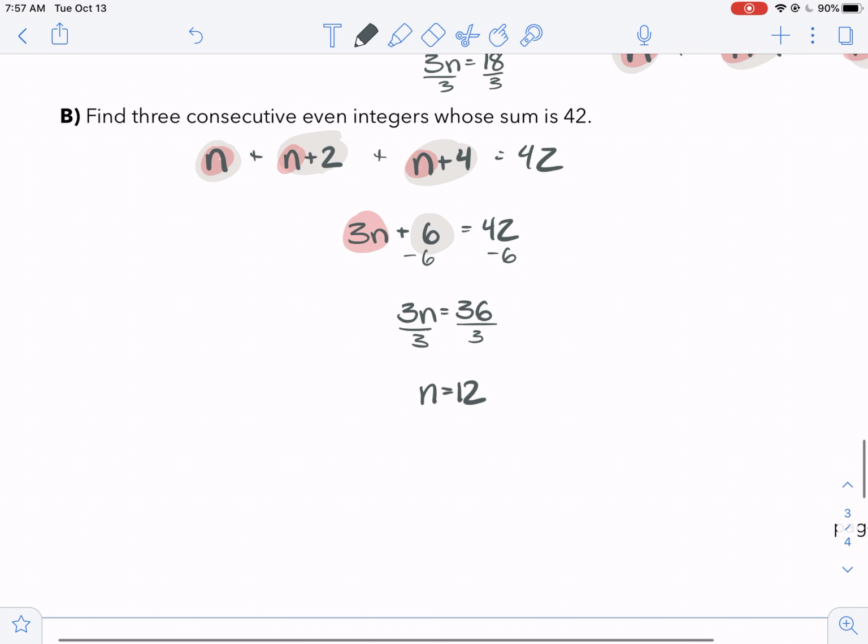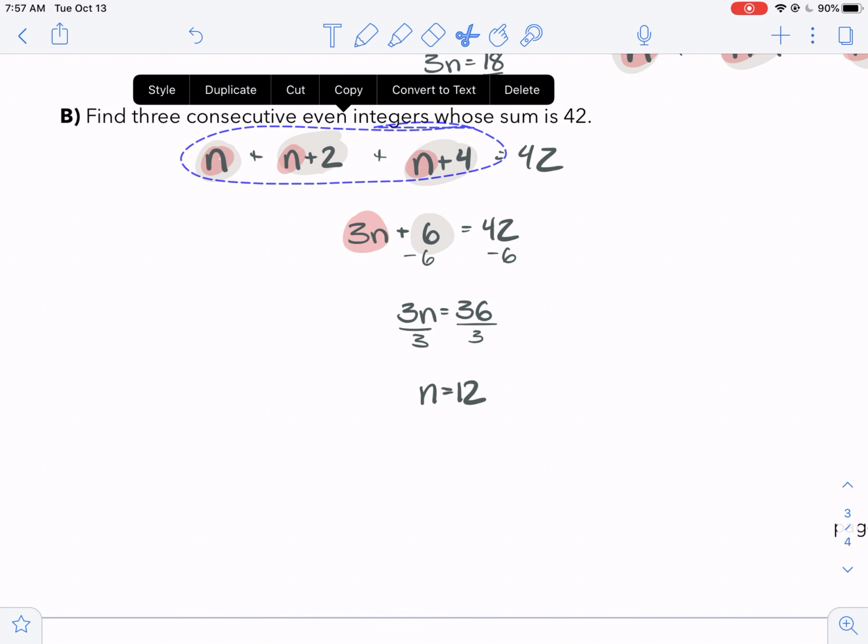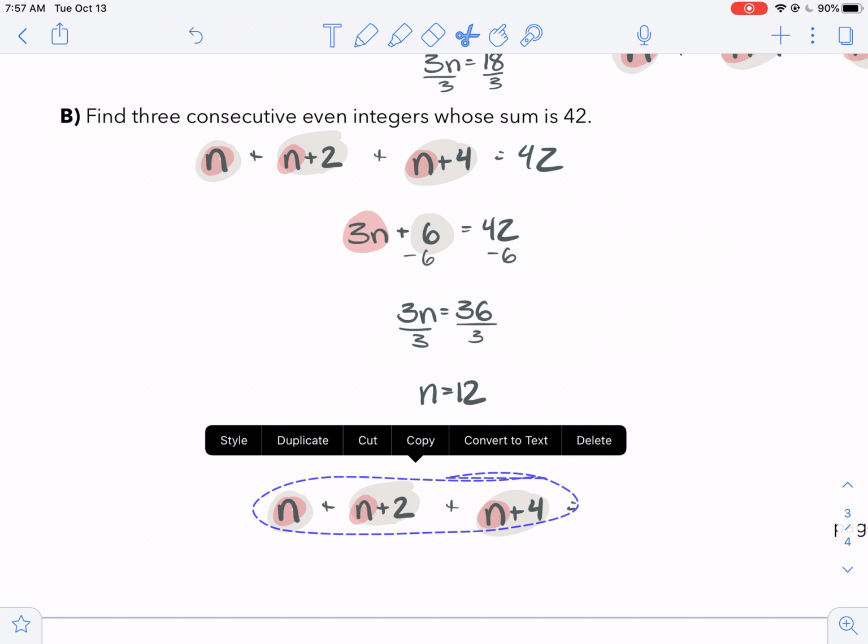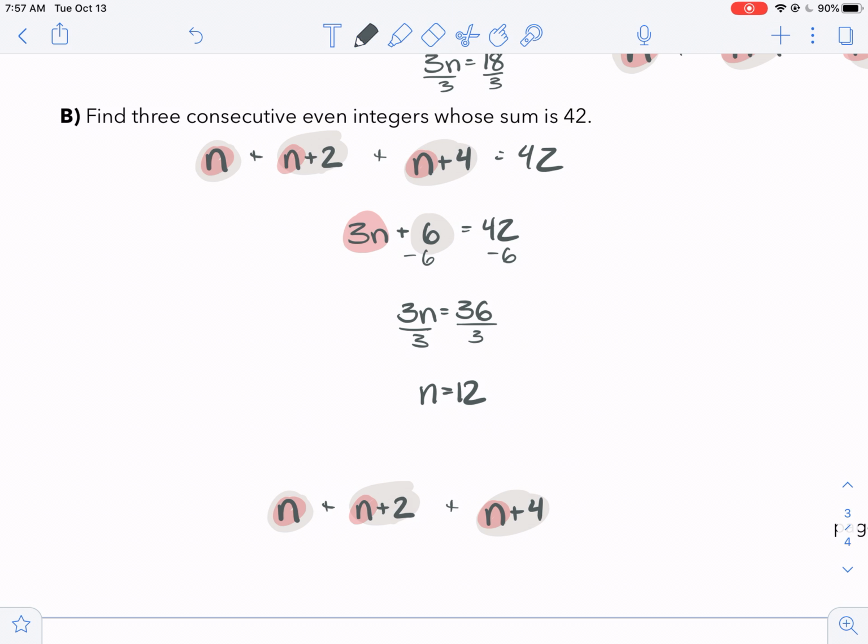Now remember, because we're looking for even integers, we want to find numbers that follow this pattern. And all we found was our n. Right now we know that n is 12.